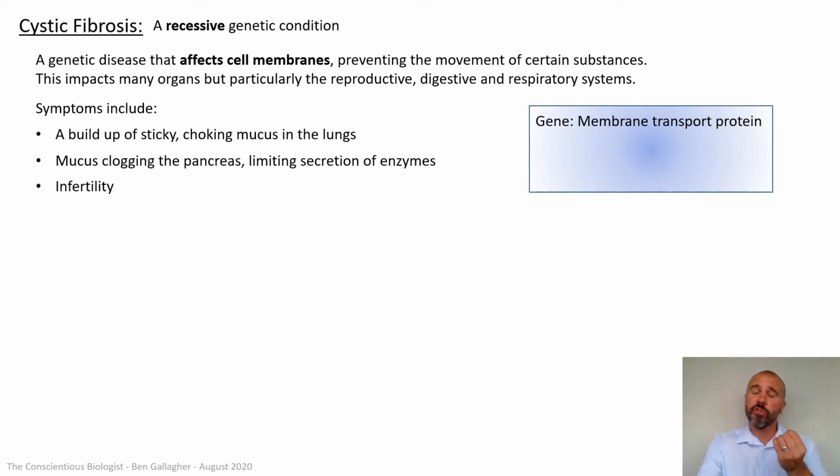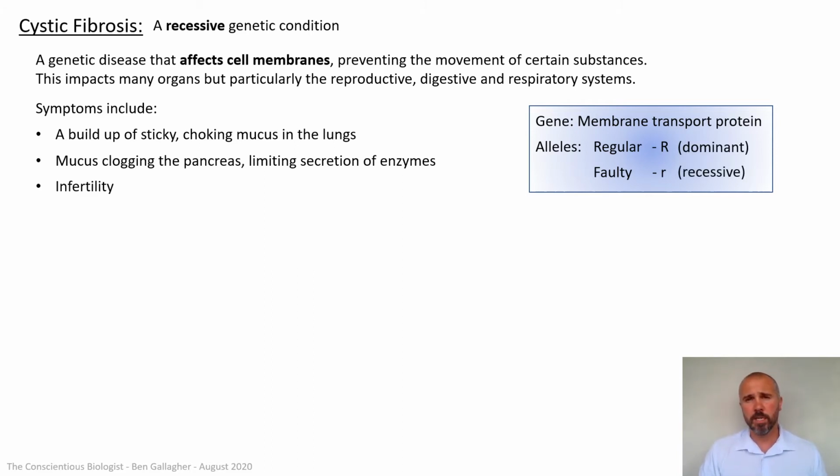Okay, so the gene is for a membrane transport protein that can move through the membrane. There's two alleles. I'm going to call these regular and faulty. There's all manner of names you could say to it: normal, abnormal, properly formed, malformed. It doesn't matter how we're talking about the protein, but I'm talking about a regular protein or the faulty version of the protein. We'll give that a capital R and a lowercase r to denote the dominant and recessive alleles.